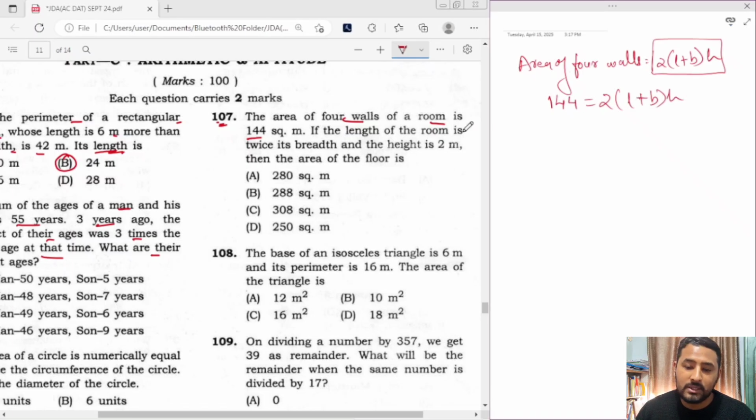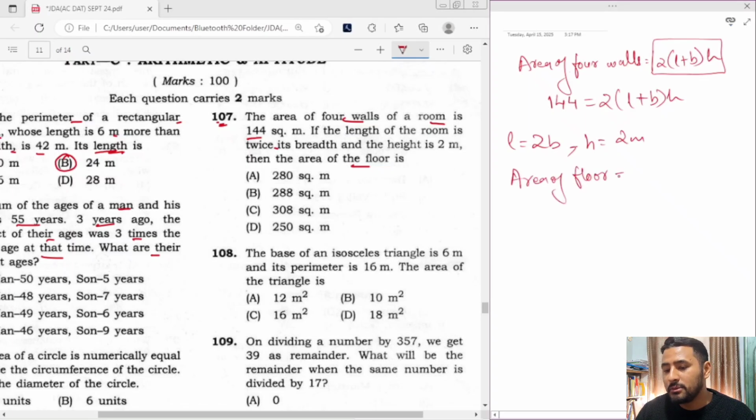Now let's see. If the length of the room is twice its breadth, also given, L is twice its breadth, and the height is given as 2 meter. So what do we need to find? The area of the floor. And always remember, this will be equal to length into breadth. We need to find this.